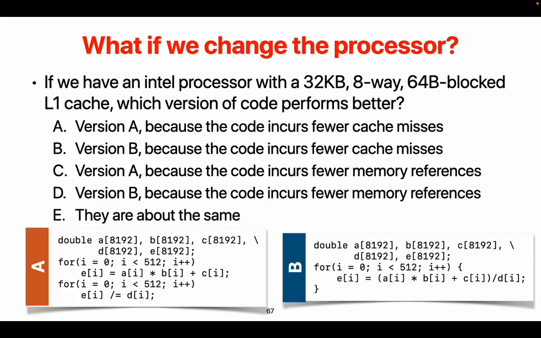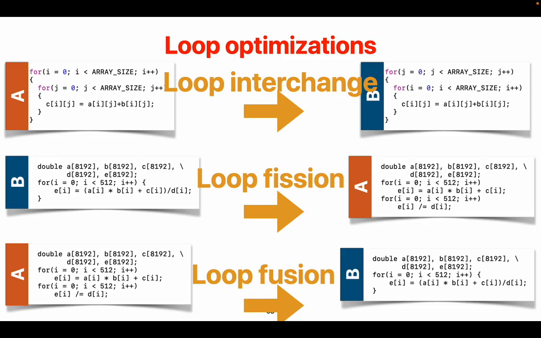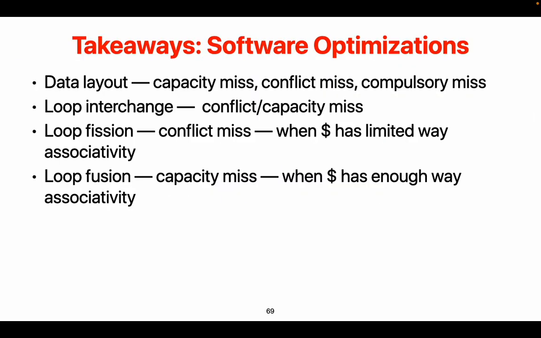So what does that mean? For Intel processors, or in general any processor with rich way associativity, you should actually combine data accesses into the same loop. This approach is called loop fusion. With loop fusion, you can reduce capacity misses, and reduce the number of memory accesses in general, because you are compacting your accesses.